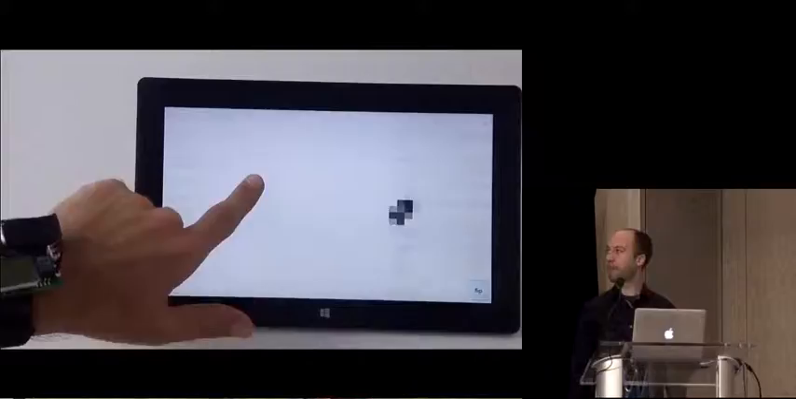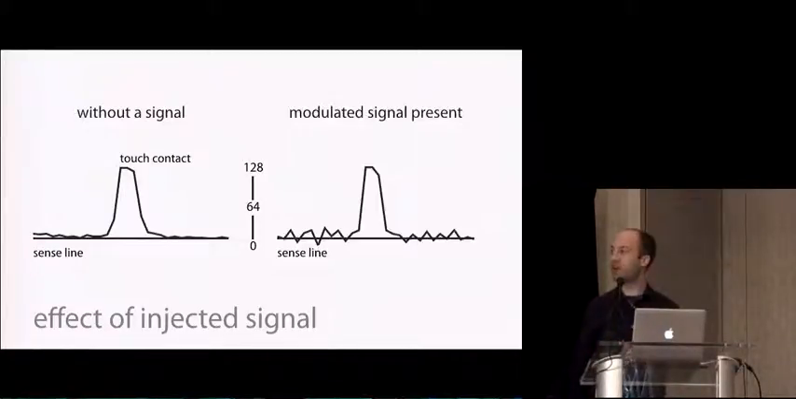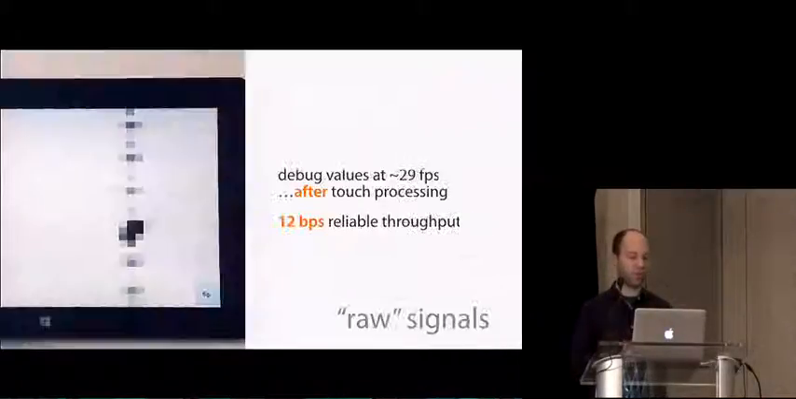Here's a signal. If we break this down to a single sense line, this is what it looks like if there's no signal applied. You get this spike here for the touch contact, where the reading shoots up. And if we modulate a signal, we're basically causing this zigzag pattern, which is very characteristic along the same sense line. And this is what allows us to actually transfer information through the body.